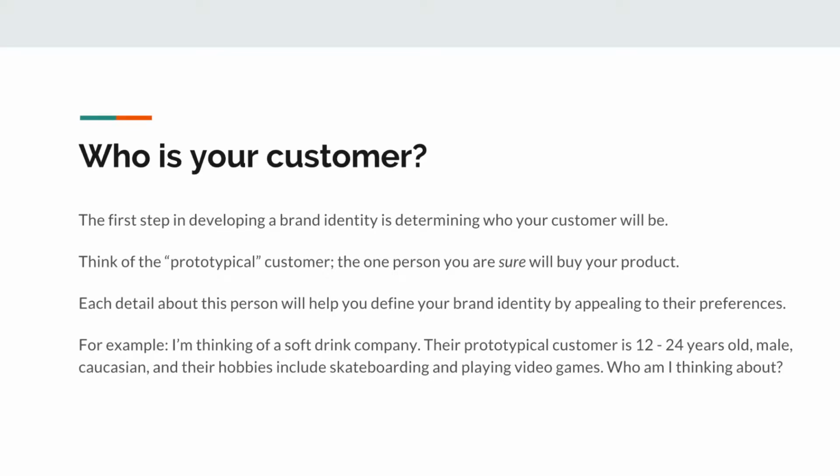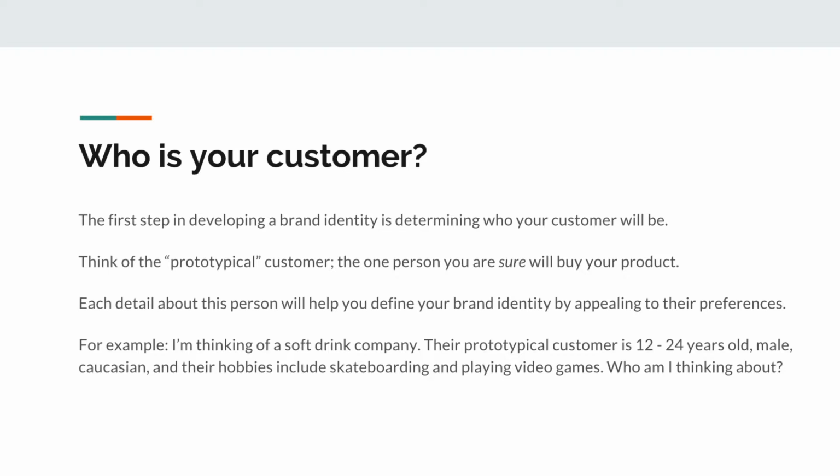So who is your customer? The first step in developing a brand identity is determining who is your customer, right? You want to think about the prototypical customer, the specific person that you are absolutely sure is going to buy your product, the one person that you know for sure you want to buy it. Each detail about this person is going to help you to define your brand identity by appealing to their specific preferences, right? Most of your marketing efforts are going to be toward this one person in general.